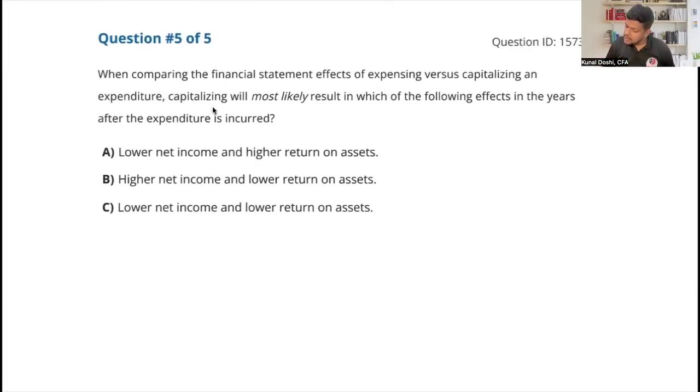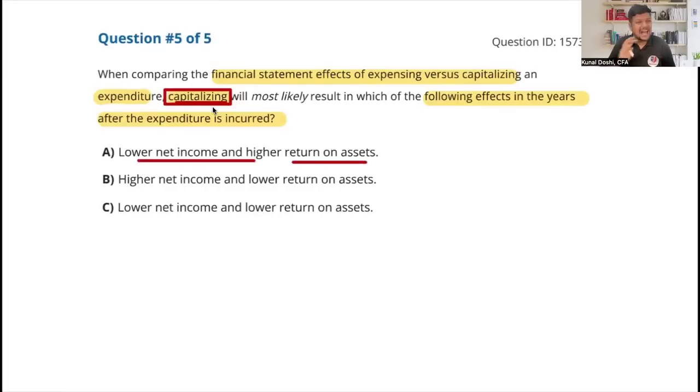Next, when comparing the financial statement effects of expensing versus capitalizing an expenditure, with the focus on capitalizing, which of the following effects will most likely result in the years after the expenditure is incurred? So, capitalizing will have what effect compared to expensing? This is what we have to discuss. Capitalizing will result in lower net income and higher ROA? Capitalizing will have lower net income or higher net income? Higher net income, isn't it? Higher net income, correct. And lower ROA.